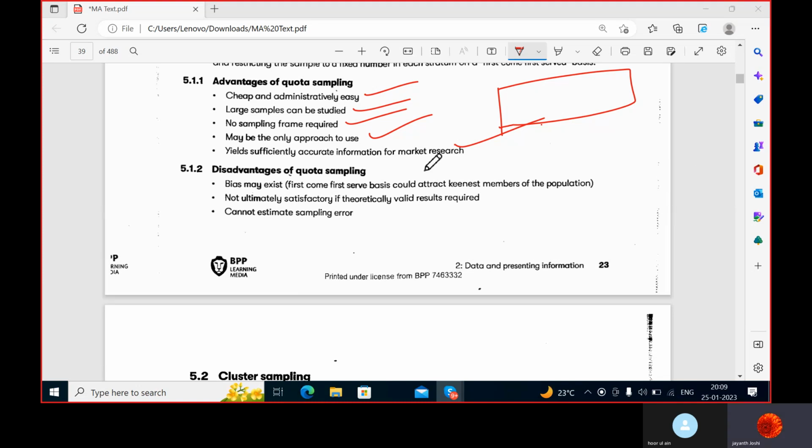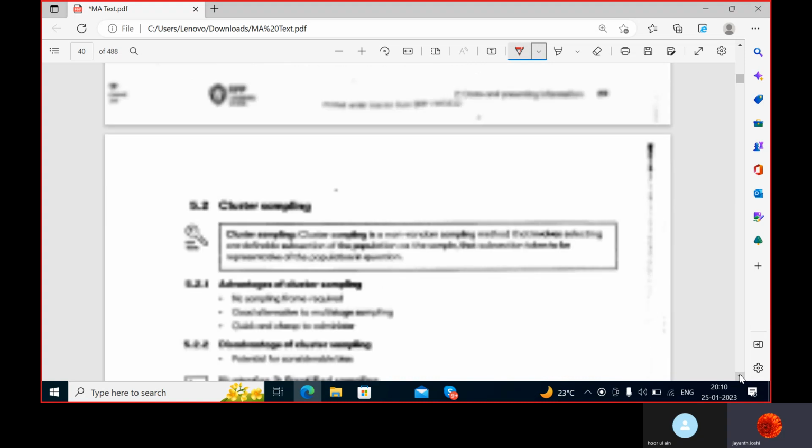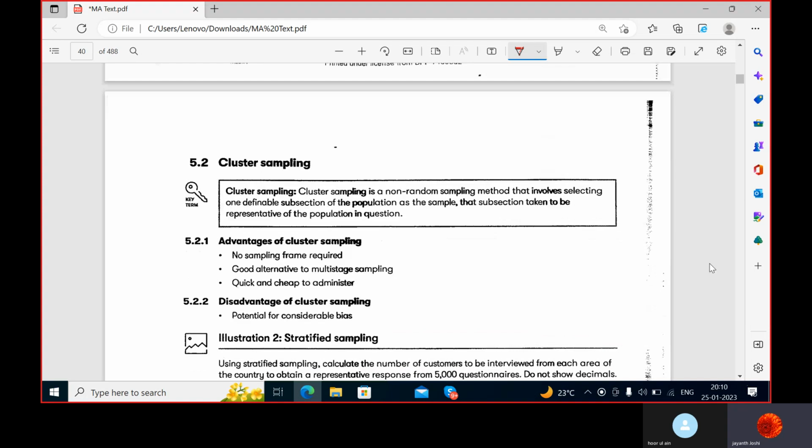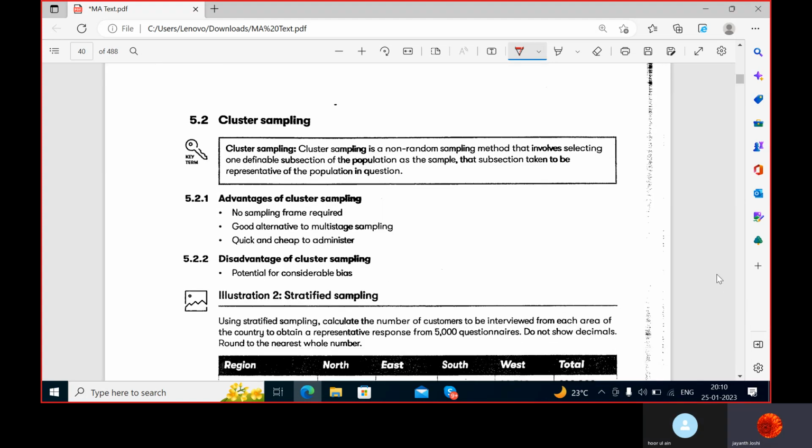Yeah, so disadvantages of quota sampling. I already said to you right now, bias may exist. Not ultimately satisfactory if theoretically valid results are required. Cannot estimate sampling error. So you are looking into one quota, and what can be the scope of error in that? It is very difficult to identify because you already are biased. You already have confirmed that you want to get data from a particular area, and you are collecting your data from that area, then how will you estimate any error? It's very tough to estimate. Am I right? If you do that statistically, it's very tough because everything is in your mind.